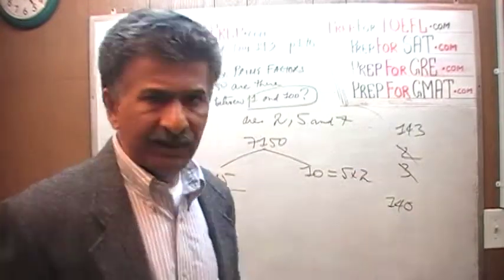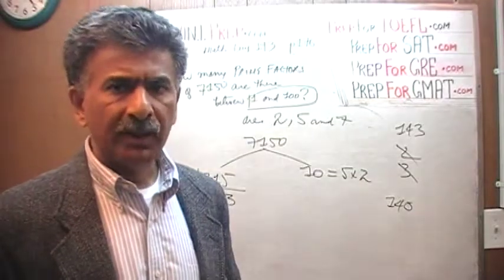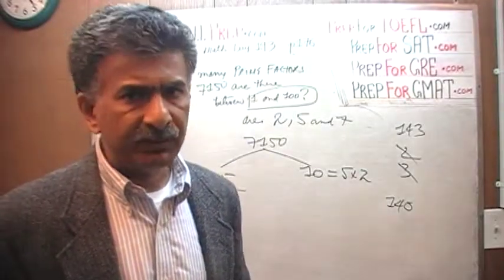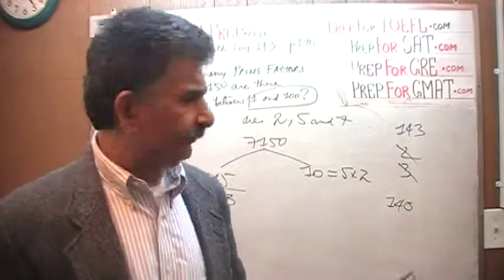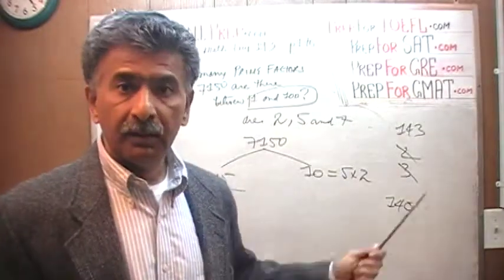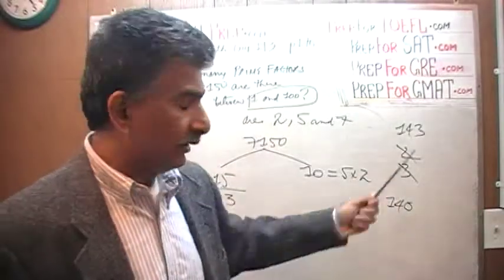Can we divide this by 8? Obviously not, because it's not an even number. What about 9? Obviously not, because it's not divisible by 3. Anything that is divisible by 9 must also be divisible by 3. It's not. We already established that. Can we divide it by 10? Obviously not. It doesn't end in a 0.